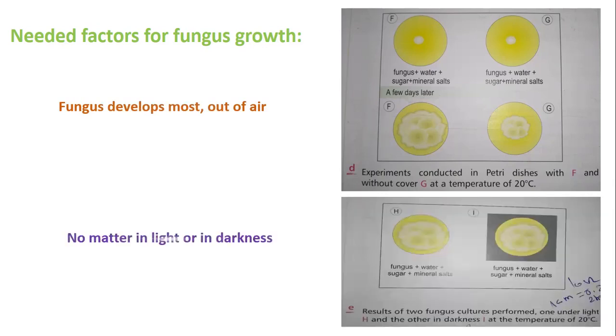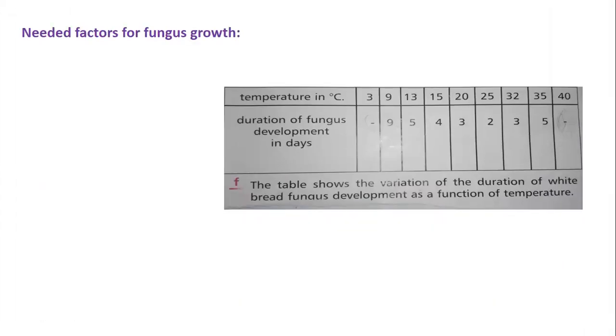Another experiment. All the conditions are present. Result of fungus culture performed under light and another in darkness. No matter whether in light or in darkness, the development is the same. So we add some conditions for the growth of fungus. Besides the water, sugar, and mineral salts, we need to cover the petri dish, and it does not matter for development whether in darkness or in light. This is the last factor.